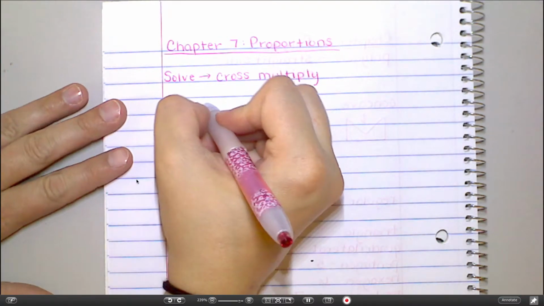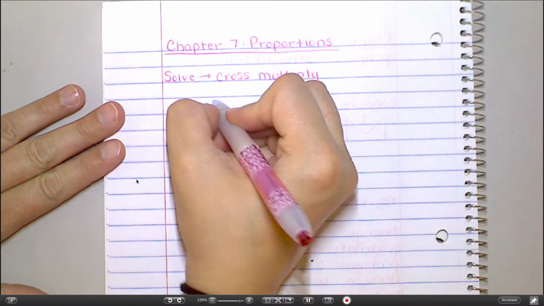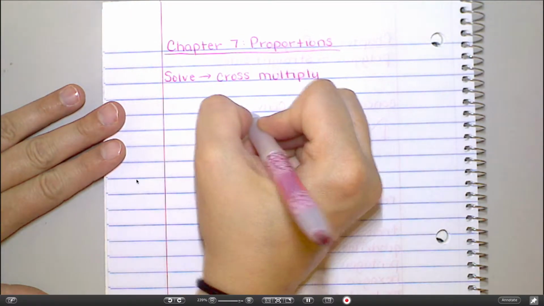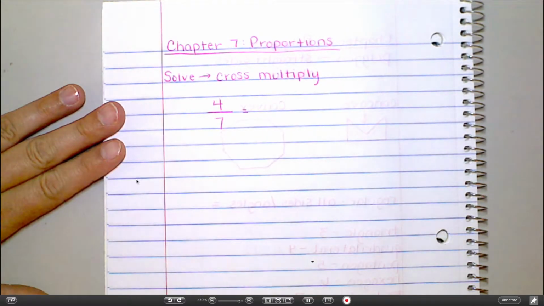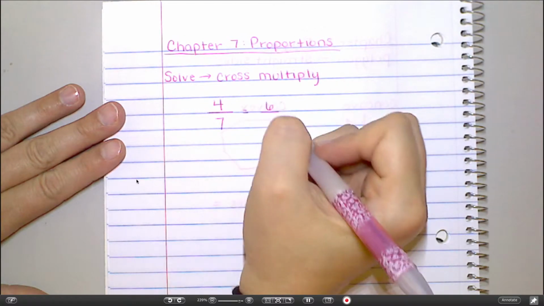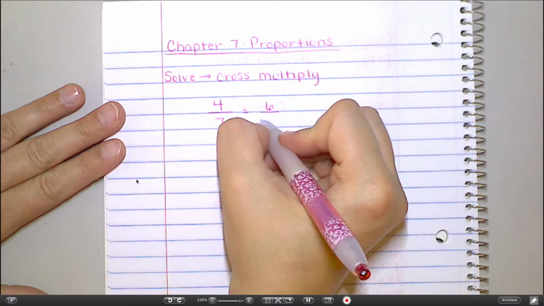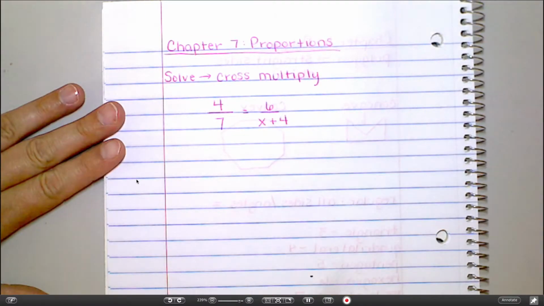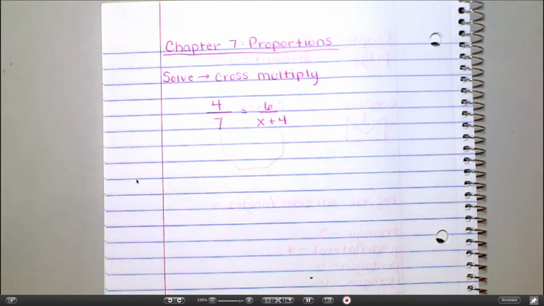Let's say you have 4/7 equals 6/(x plus 4). Okay? What do I do to solve this?